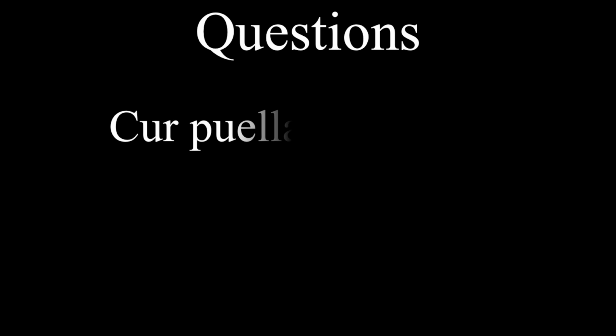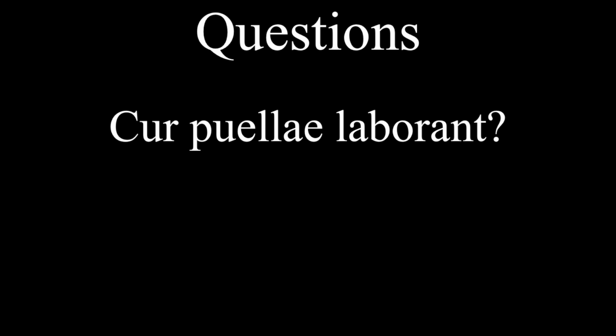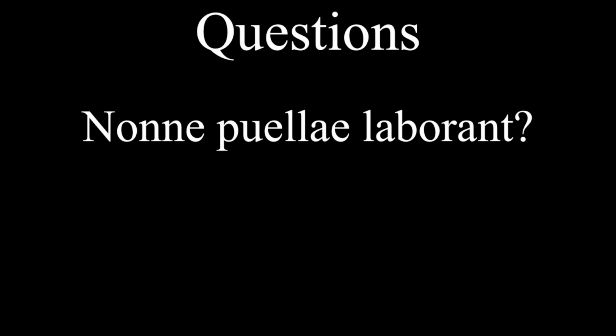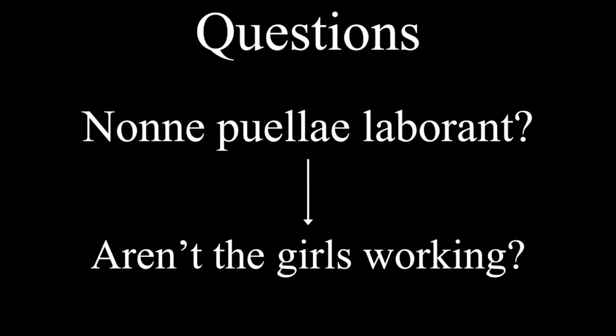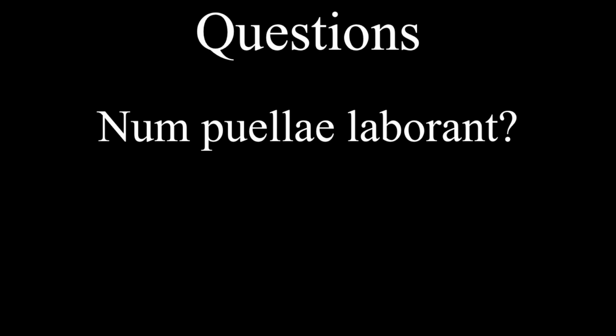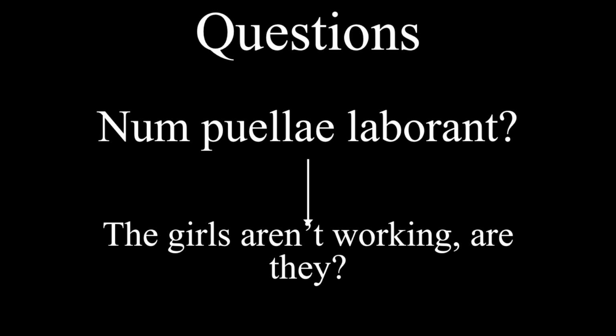Alright, next one. "Cur puellae laborant" means why are the girls working? And again, we don't have an enclitic here because the interrogative cur indicates it's a question, so it's already taken care of. Next, "nonne puellae laborant" means aren't the girls working? Or you could also say the girls are working, aren't they? And "num puellae laborant" means the girls aren't working, are they?